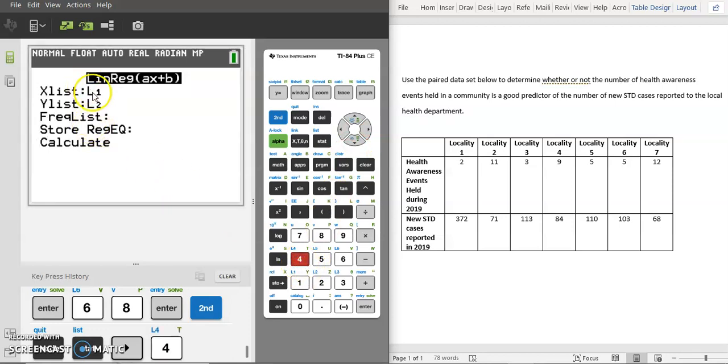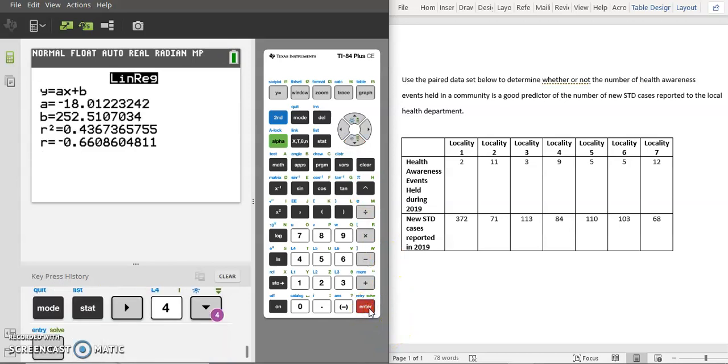So our X independent variable was L1, and our dependent variable Y was L2. And so now we're going to go down to calculate and enter. And here we go. So here you have your linear regression equation, y equals ax plus b. They give us our a value, which is your slope, and your b, which is your y-intercept. They give us our r-squared value. And here is what we want, the correlation coefficient, which is our r.